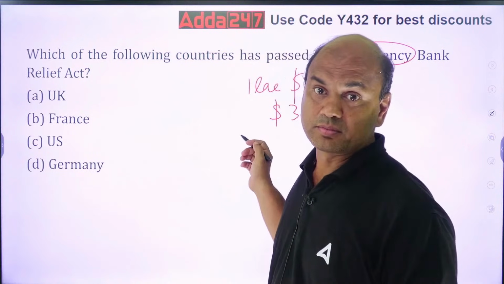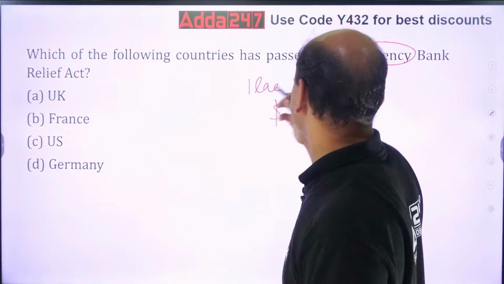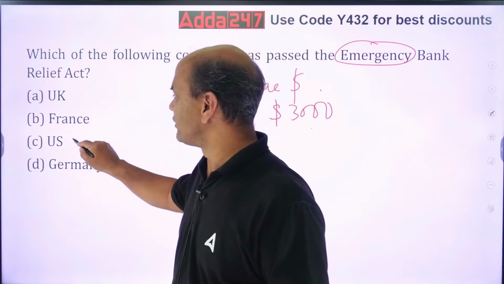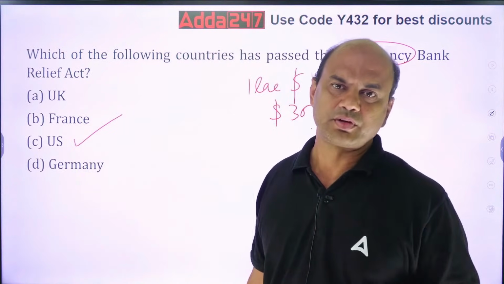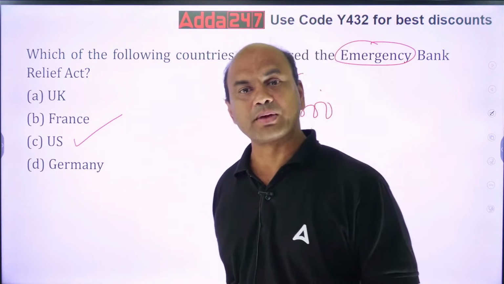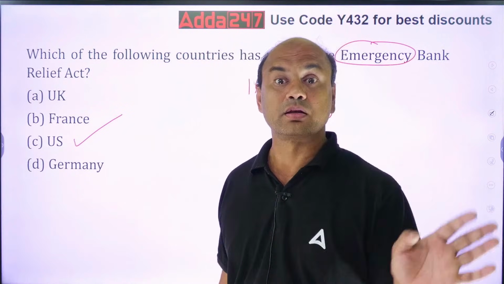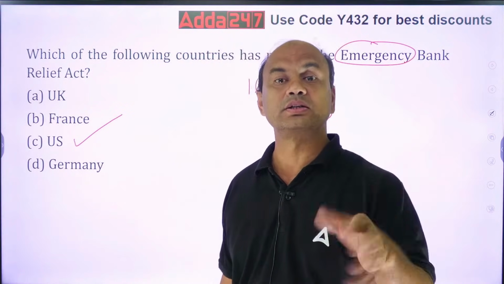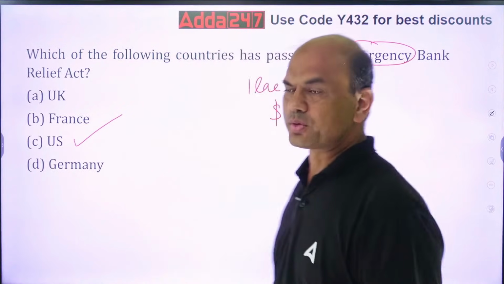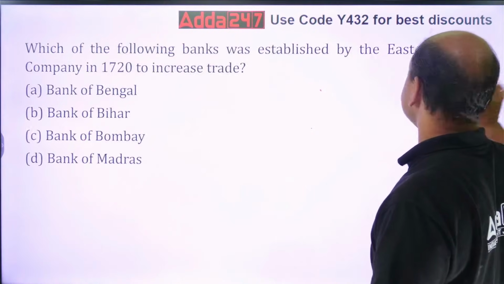This is one of the most difficult regulations in the Emergency Bank Relief Act. But which country has passed it? The country which has passed it is obviously the USA. So in the USA, tomorrow if the banks say that they won't let you withdraw the money for the next 1 month, no withdrawal is allowed at all, you can't do anything. So this is the Emergency Bank Relief Act.